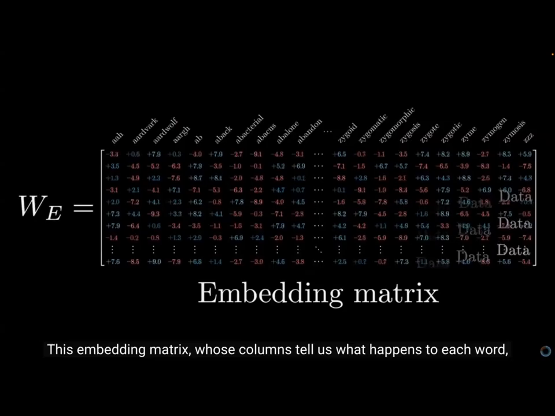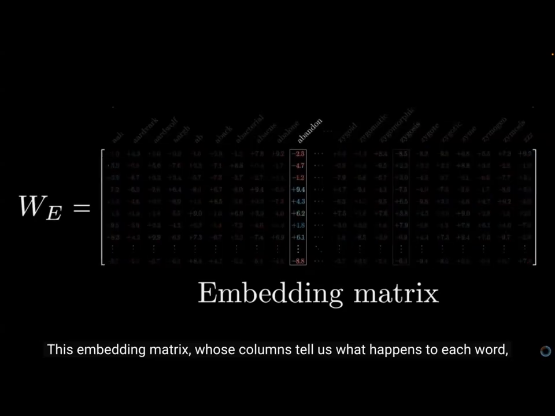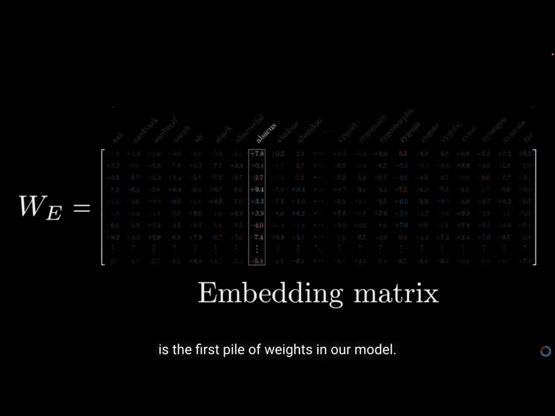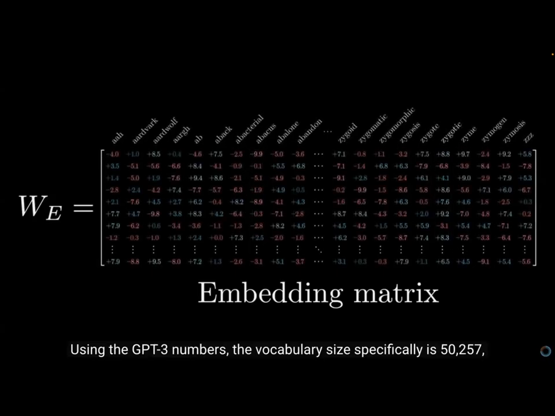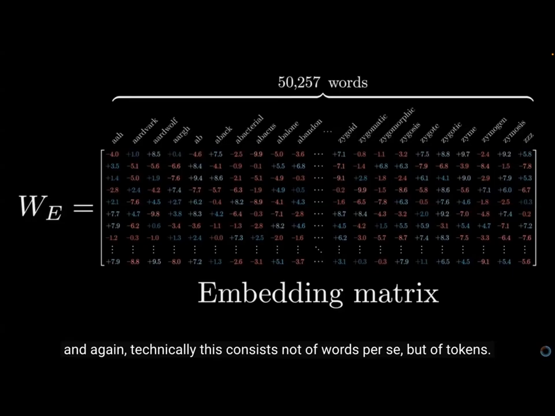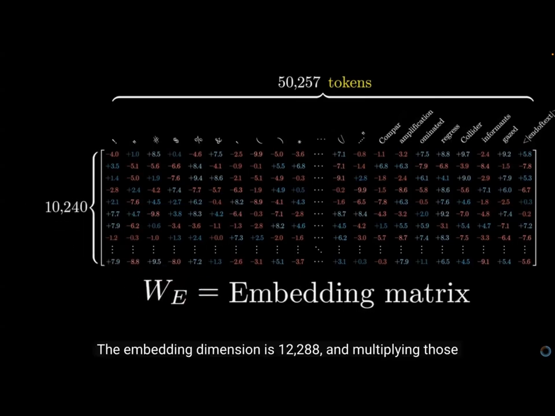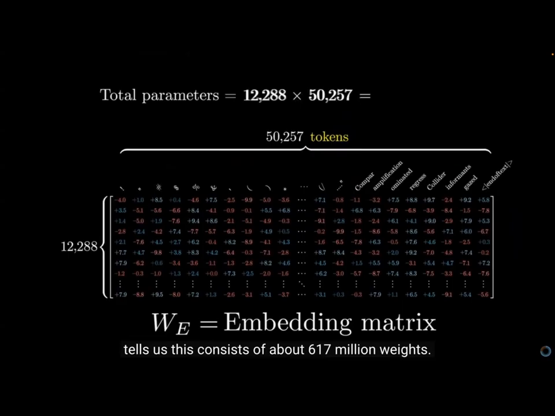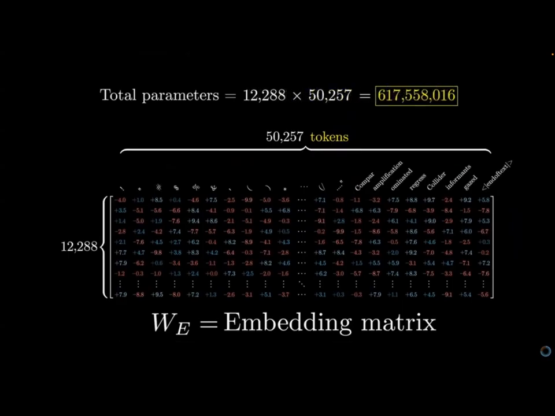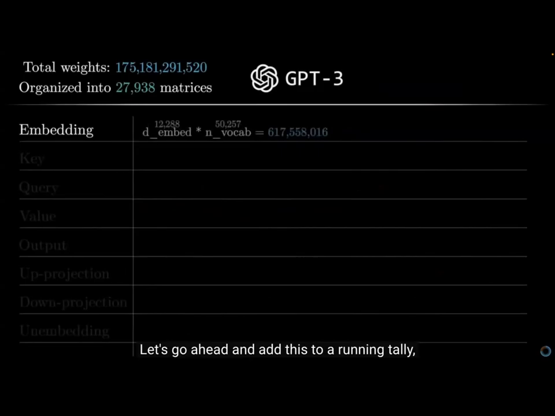This embedding matrix, whose columns tell us what happens to each word, is the first pile of weights in our model. And using the GPT-3 numbers, the vocabulary size specifically is 50,257. And again, technically this consists not of words per se, but of tokens. And the embedding dimension is 12,288. Multiplying those tells us this consists of about 617 million weights. Let's go ahead and add this to a running tally, remembering that by the end, we should count up to 175 billion.